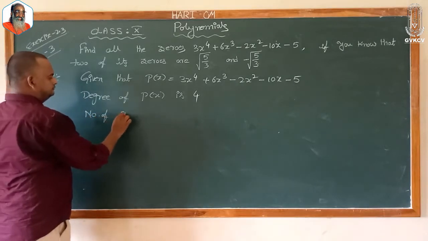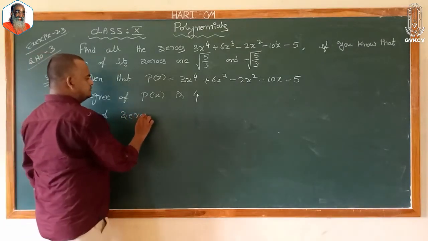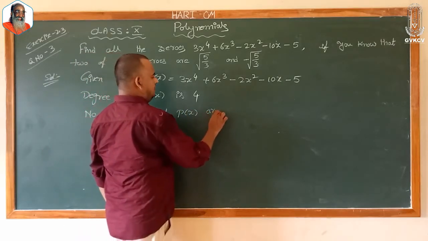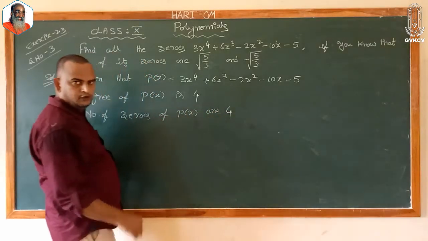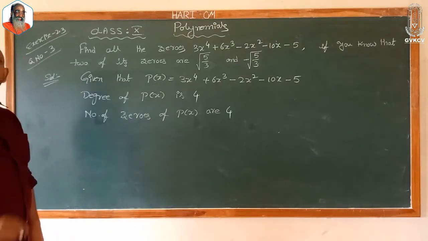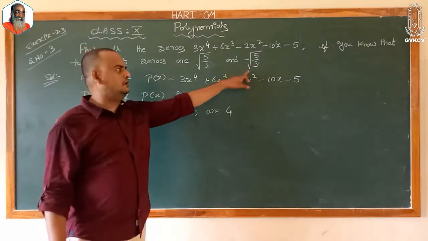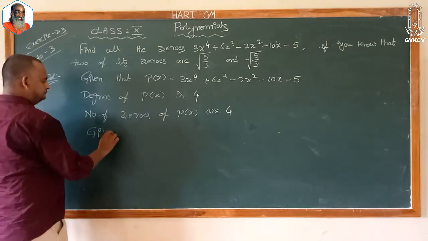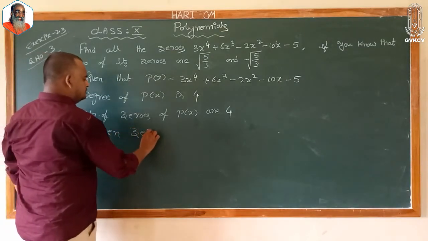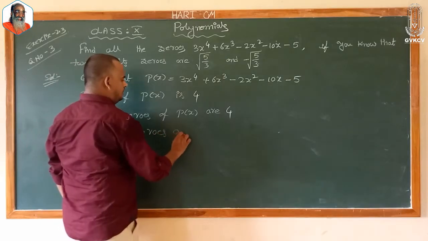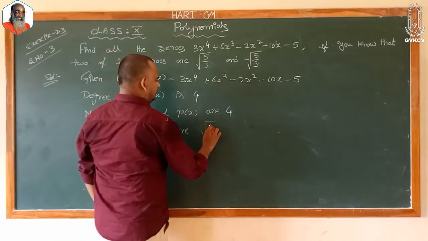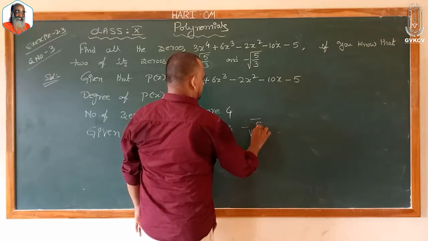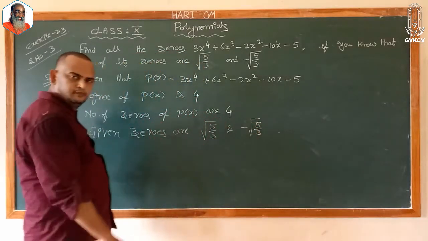Number of zeros of P(x) is 4. Out of 4, how many zeros do we know? Given zeros are root 5 by 3 and minus root 5 by 3.